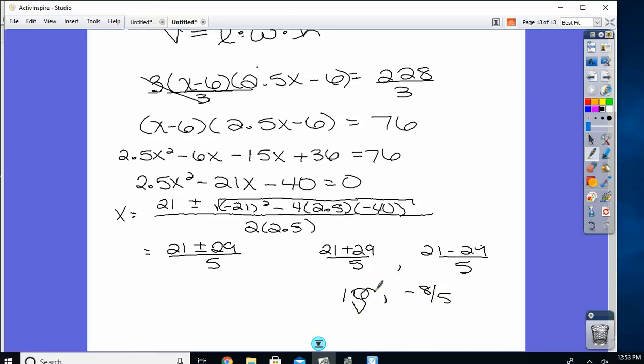Are both of these answers possible? This was measuring the height of a box. Can you make a box with a, sorry, it wasn't the height, it was the width of the metal. Can you get me metal with a negative length? No. So this is out, so the 10 works. So the metal is 10 inches by the original piece, the length was x, the width was 2.5x, so 2.5 times 10 is 25 inches.